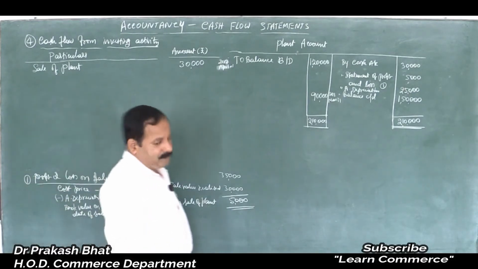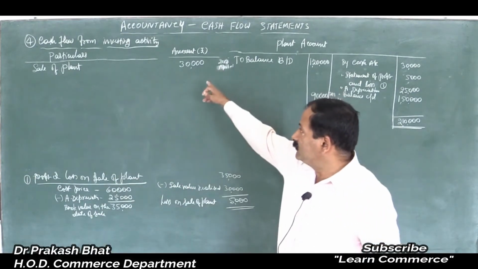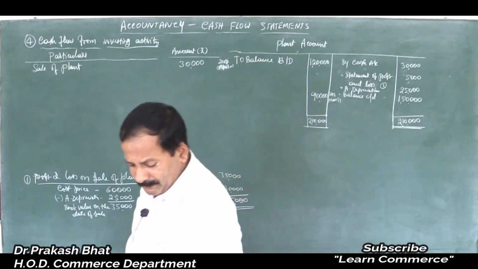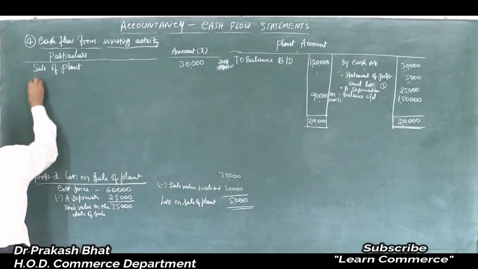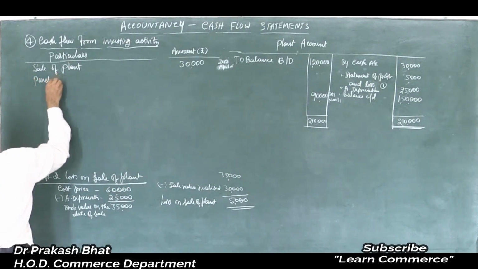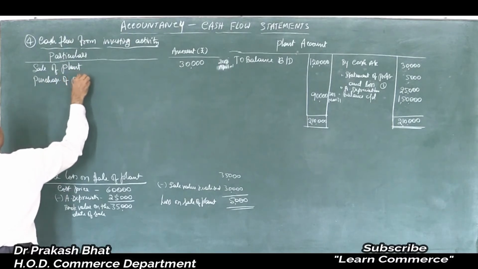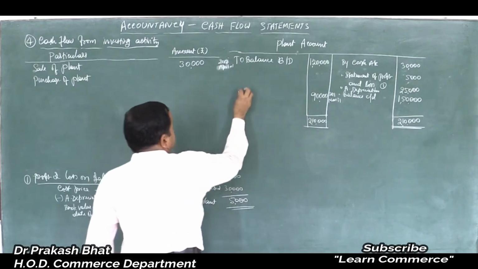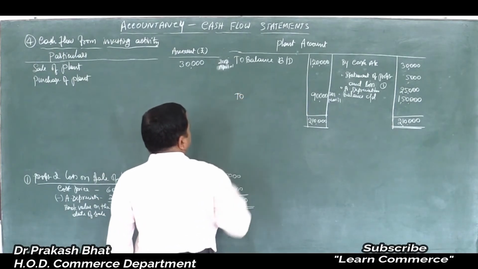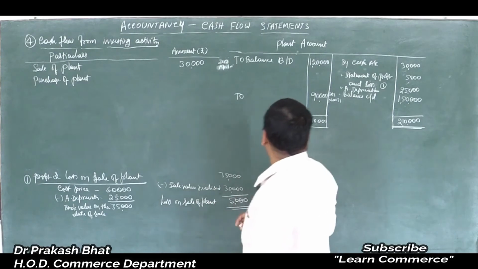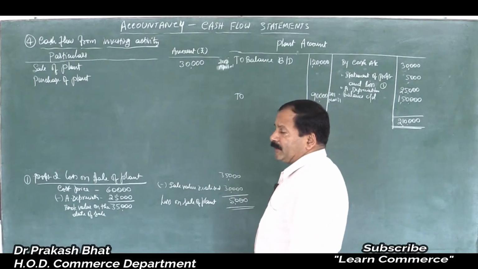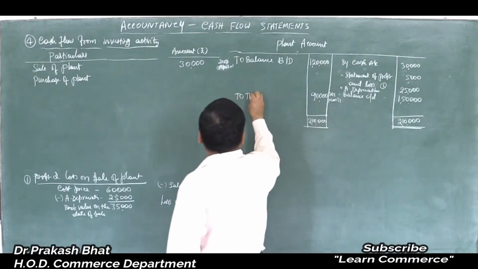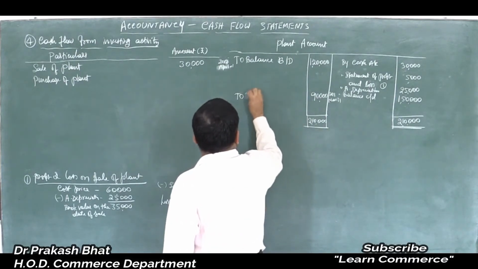No. Now let us move on to our original part. Sale of plant 30,000. Then purchase of plant, isn't it? How much? Purchase of plant. Already we have found it out, isn't it? This is right there. Right entry. What entry will pass when you buy the plant? Plant account debtor to cash, isn't it? Or bank. So to cash account.